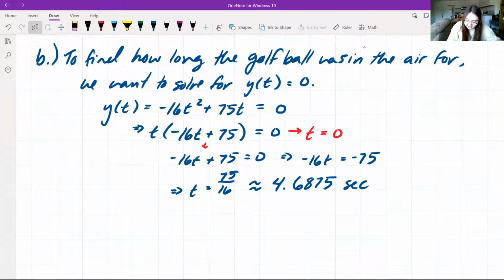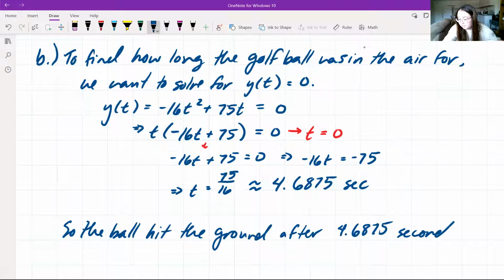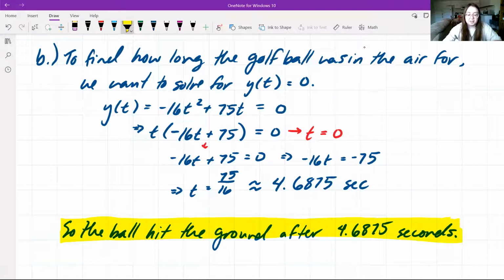So we can say that the ball hit the ground after 4.6875 seconds. Depending on if this question was asked in my math lab, it may say to round to a specific number of decimal places. In that case, you would want to round this value, but sometimes it's not exactly necessary.